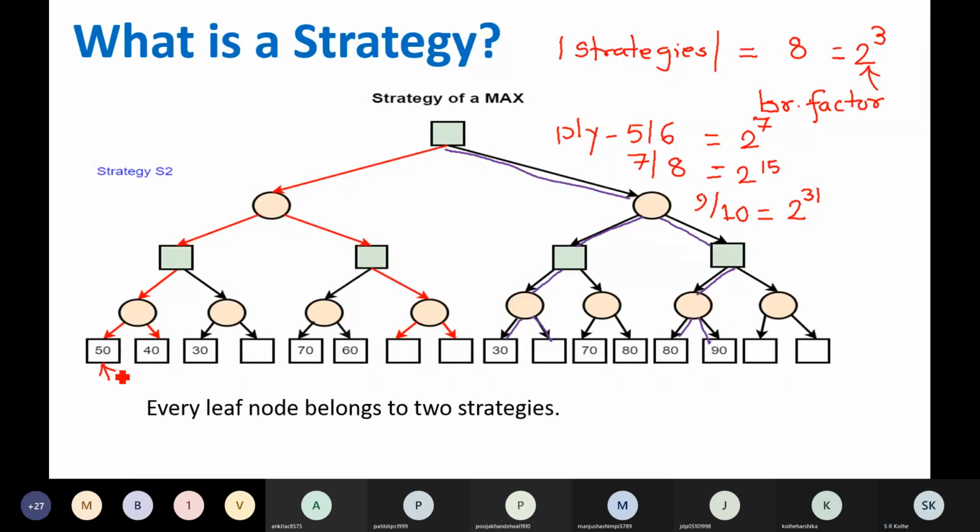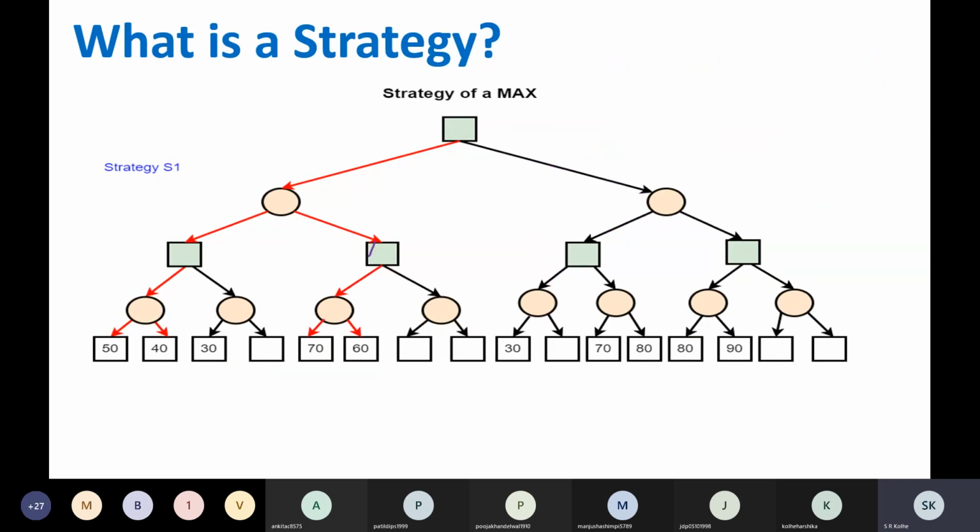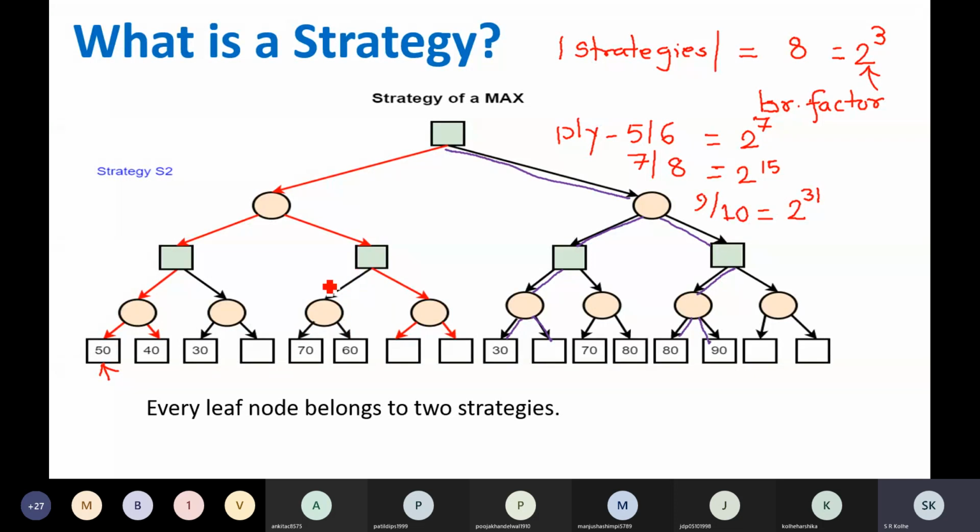Two strategies. Every leaf node will belong to two strategies. For example, strategy S1 we have shown in red color. So this 50 belongs to this S1. Also, S2 is shown here in red color. The right part is selected out here. So this 50 also belongs to the strategy S2.